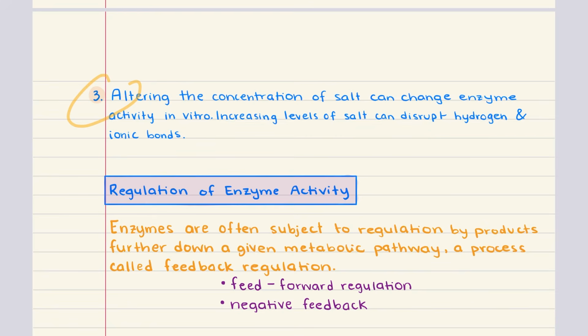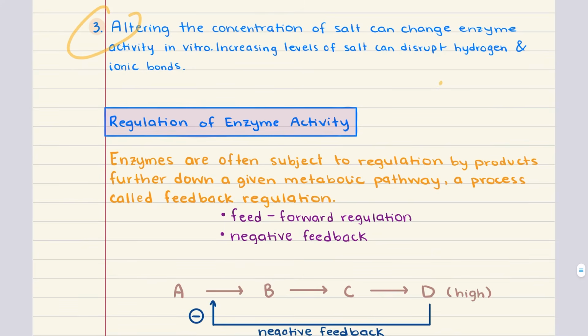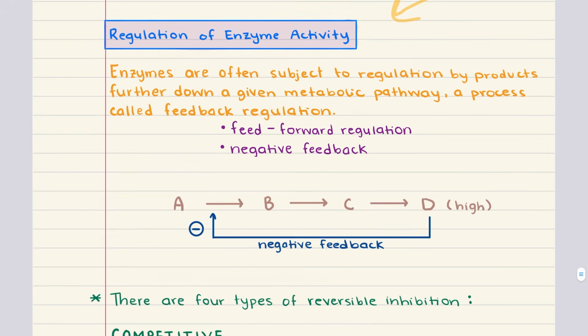Now that we've seen how environmental conditions can affect enzymes, let's turn our attention to regulation, which is our final objective for this chapter. Enzymes do not operate in isolation. They are tightly regulated within metabolic pathways to make sure that reactions occur when and where they're needed. And one major form of control is called feedback regulation.